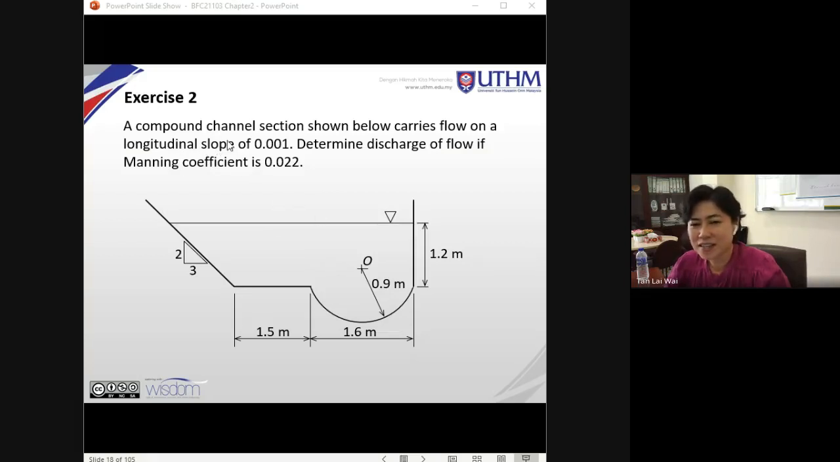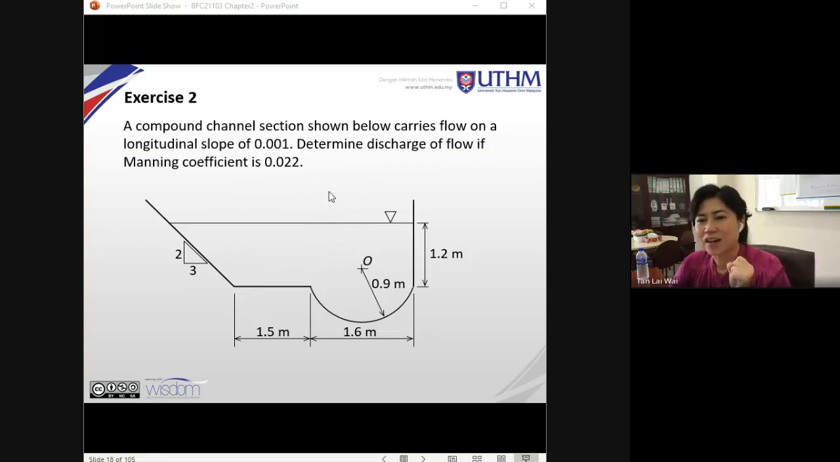Now, there's this exercise two, okay? Regarding a compound channel section, when I say compound, that means the channel section is a combination of a few basic sections. For example, here we have a half triangular, a rectangular, and a circular segment, all of a channel. So it's a combination. So this is a compound channel.